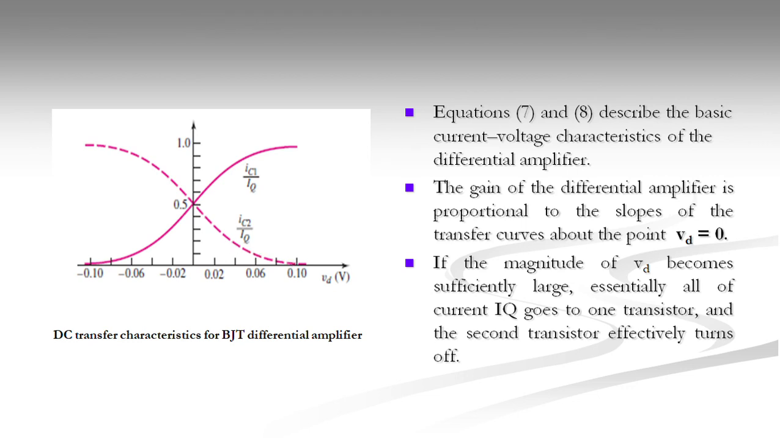At the same time, if Vd takes a negative value, that is, if Vd decreases, then the transistor Q2 is going to carry the maximum current and the transistor Q1 is going to be in a turned off condition. Thank you.